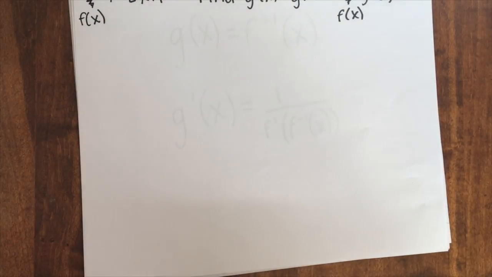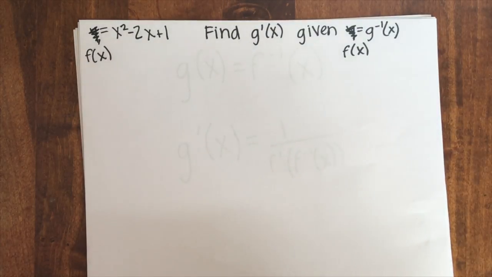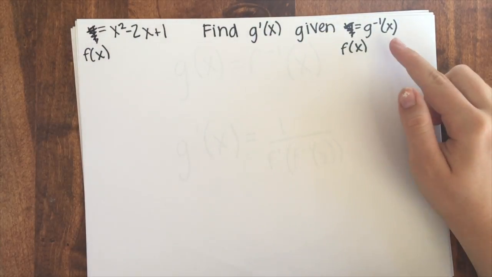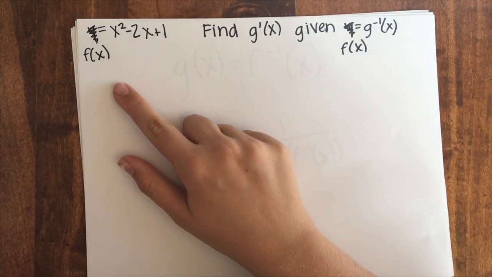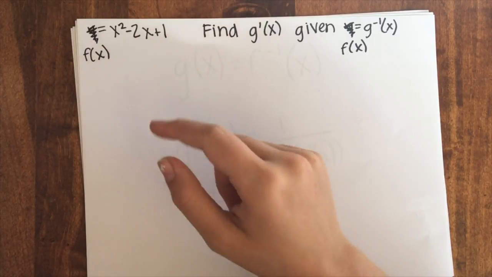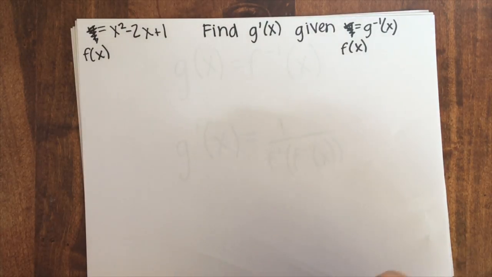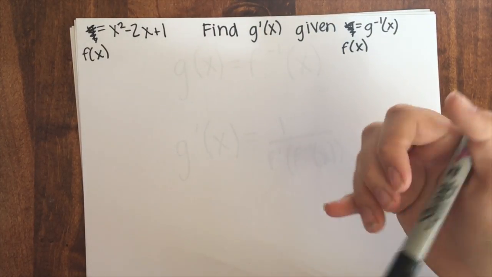So let's get started. This is a relatively simple problem we're going to start with, and it's f of x equals x squared minus 2x plus 1, and you're going to find g prime of x given that f and g are inverses. So if you remember, an important thing about inverses is that the inputs of a function are the outputs of the inverse, and the outputs of the function are the inputs of the inverse.